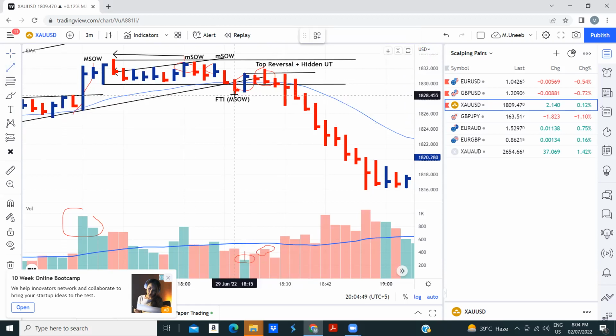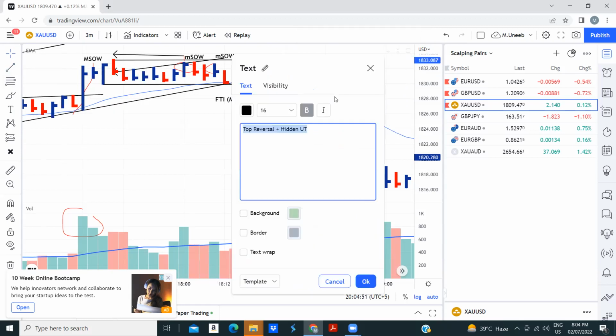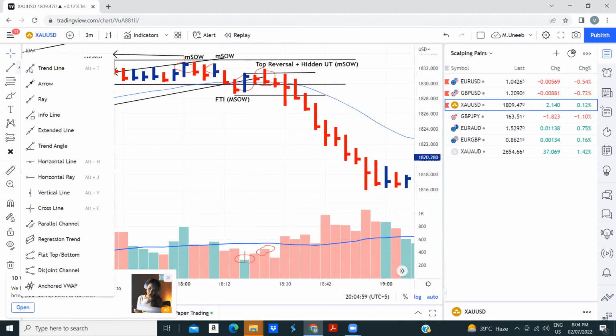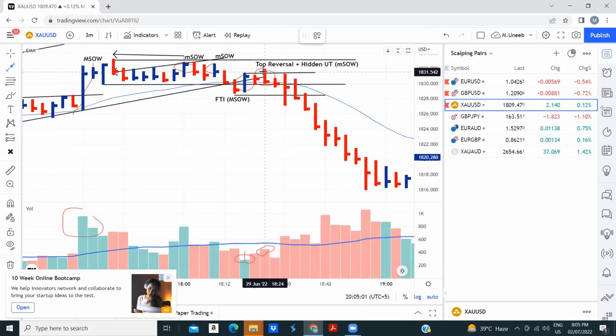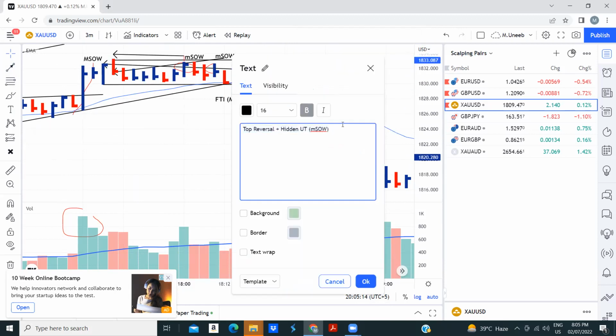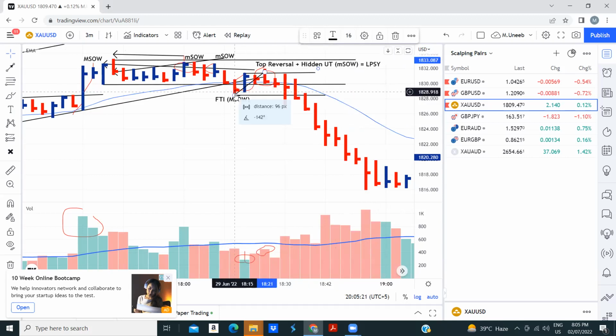Now you would say, oh, this is a spring. This is minor sign of weakness, right? So this confirms this one, minor sign of weakness, this one confirms this major sign of weakness and also confirms this one, right? And this hidden spring and top reversal has also the characteristic of what? It comes after falling through ice. So we can call it LPSY. Right or wrong? Because it comes after falling through ice. So it is LPSY. Right or wrong?